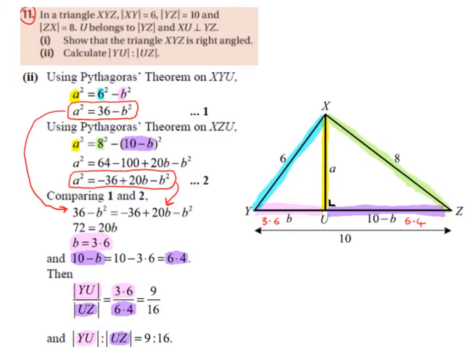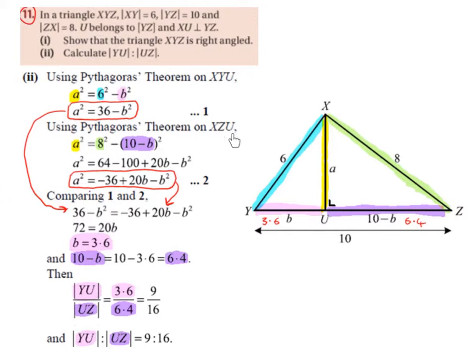So we know that the hypotenuse squared is equal to the sum of the other sides squared. So we have 6 squared is equal to A squared plus B squared. We bring the B squared over, and the equal sign becomes minus B squared. So A squared equals 6 squared minus B squared. 6 squared is 36, so A squared is equal to 36 minus B squared. We're going to call this equation 1. We're going to use it in a few minutes.